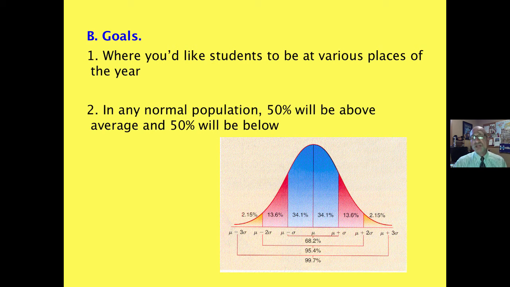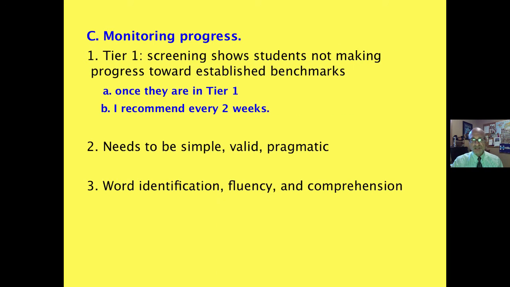Goals are where you'd like students to be at various places. Usually there are 3 or 4 benchmark goals. In any normal population, you're going to have 50% above and 50% below. So it's unrealistic and statistically impossible to have all students reading at grade level, but that's a goal: to get them generally around that area.